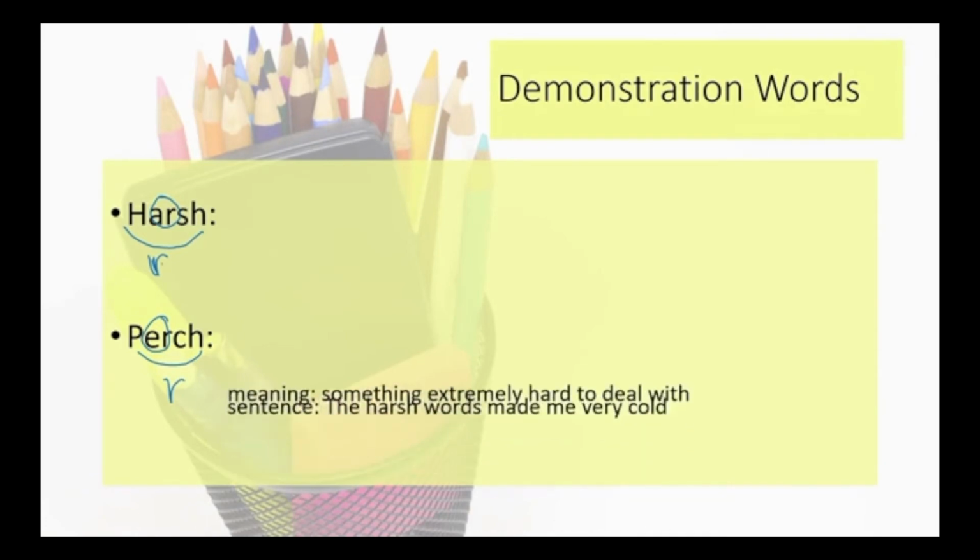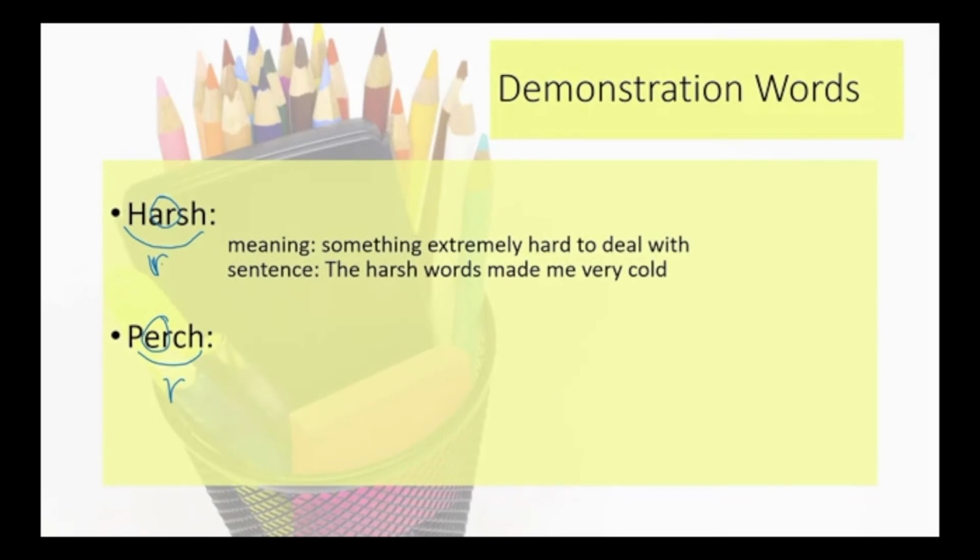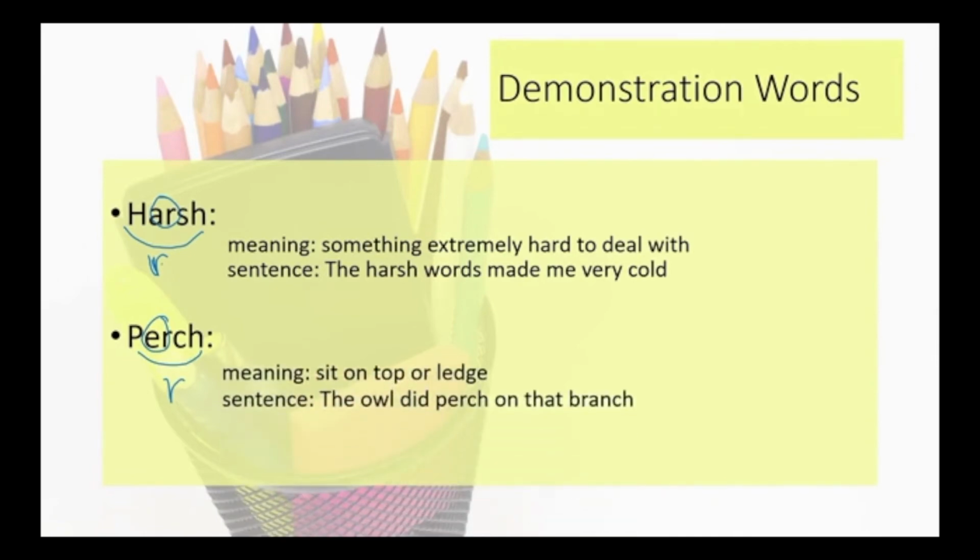Let's go ahead and talk about these words. Harsh, the meaning of harsh is that something is extremely hard to deal with. A sentence might be, the harsh words made me very cold, or the harsh words made me feel very badly. The meaning of perch is to sit on top or on a ledge. So an example sentence would be, the owl did perch on that branch. Go ahead and come up with a sentence for harsh and for perch.